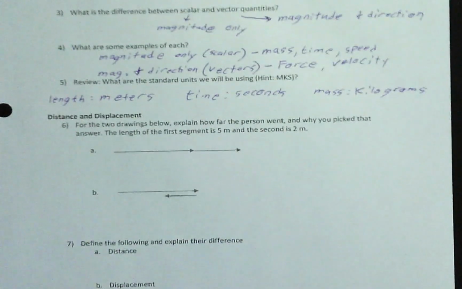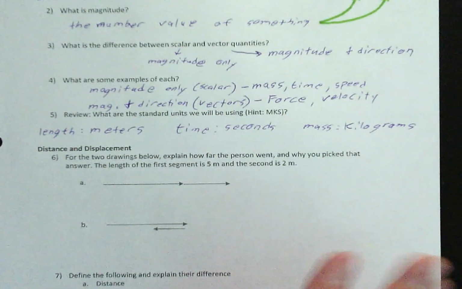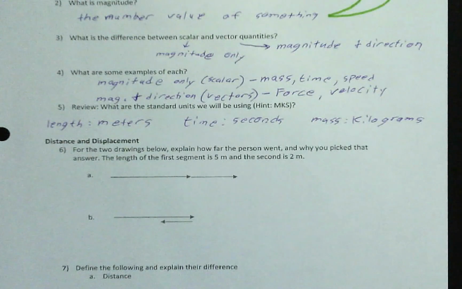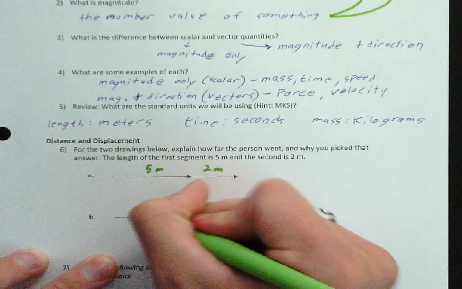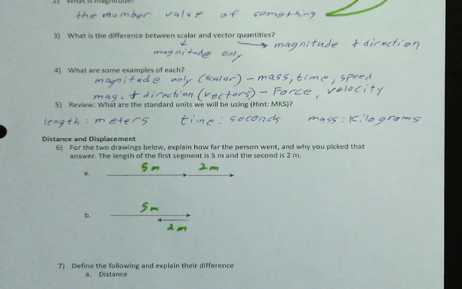I want you guys to try number 6, or sorry, just 6. By the way, does anyone have questions on 1 through 5? Alright, let's try 6. I gave you 2 scenarios. A, you go right 5 meters, and then you go right 2 meters more. And B, where you went right 5 meters, and then turned around and went 2 meters back. I want to know how far you went. All you gotta do is write a number down. Take your best guess. How far do you think they went? For each of these, for A and B, how far did they go?